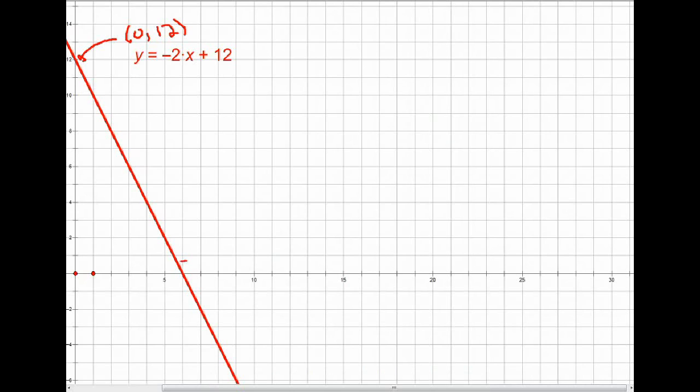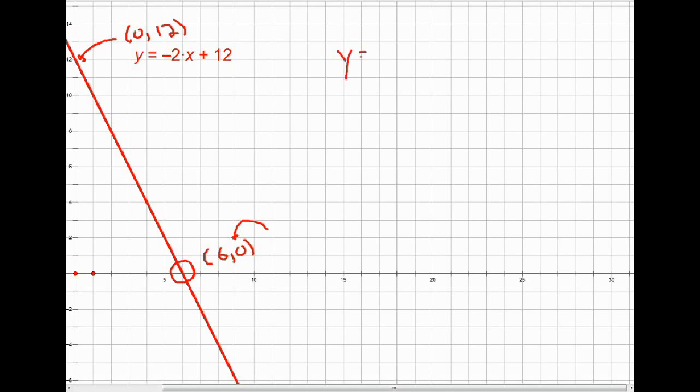It's 0 degrees when our y value is 0. And our y value is 0 here on the x-axis. And that's the coordinate 6, 0. X is equal to 6 there, but on the x-axis, y is equal to 0. And here, y represents the temperature. So the temperature will get to 0 degrees after 6 hours.